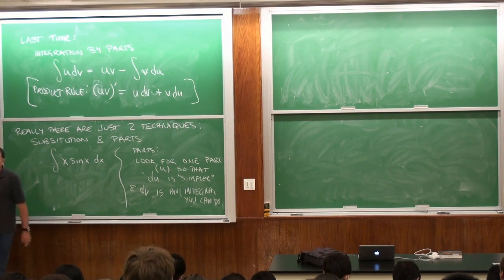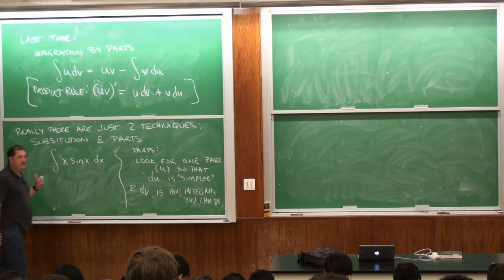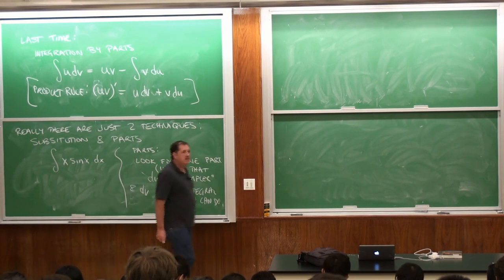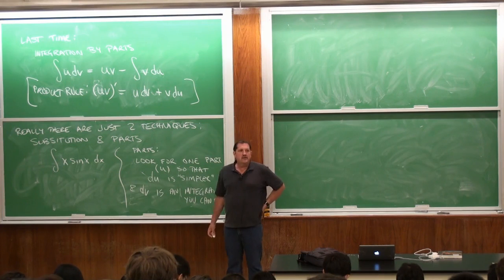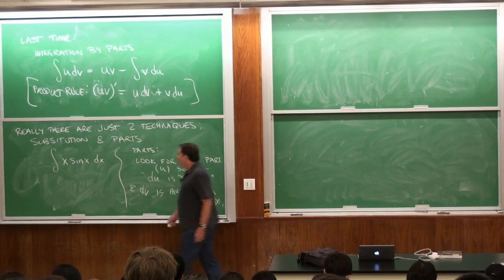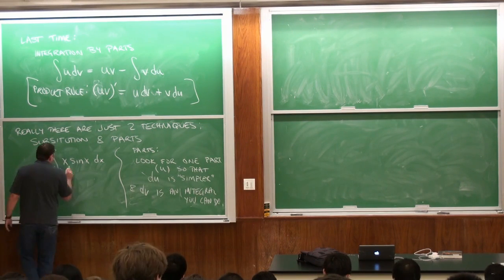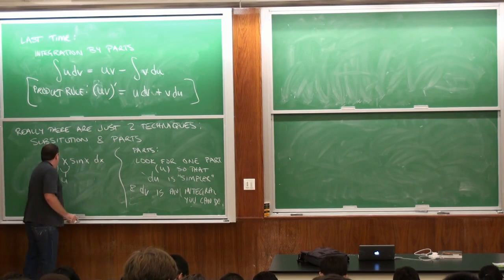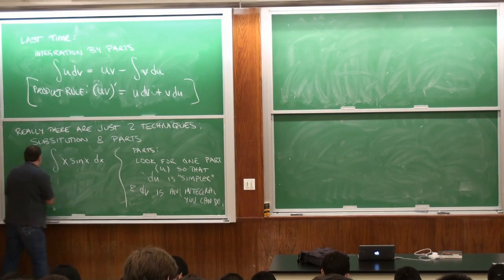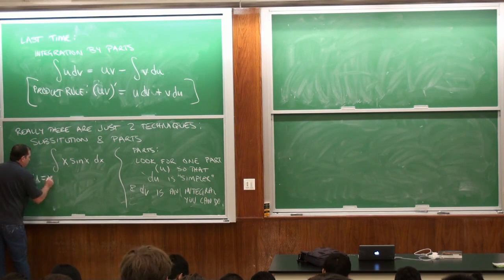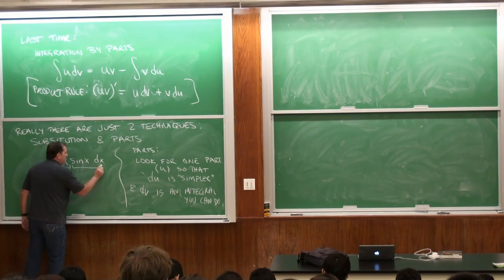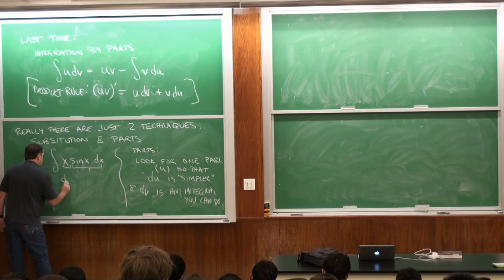So, we're looking at this, there's sort of, to my mind, two obvious choices, only one of which works, the other one makes it worse. Anybody want to make a suggestion what I might let u be? X, right. So if I let this be u, let me write it nicely. So I'm going to let u be x, and then once u is x, dv is forced on me.